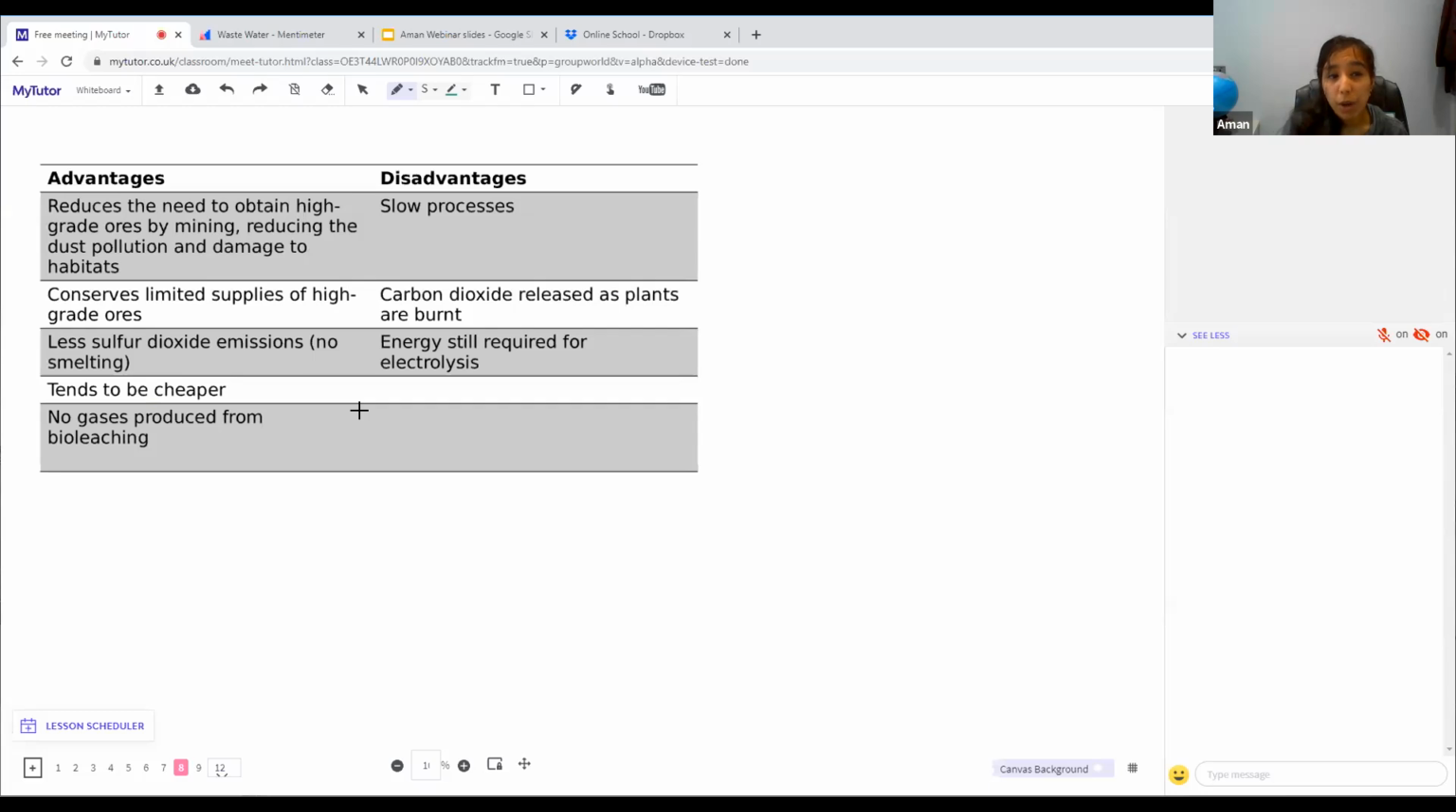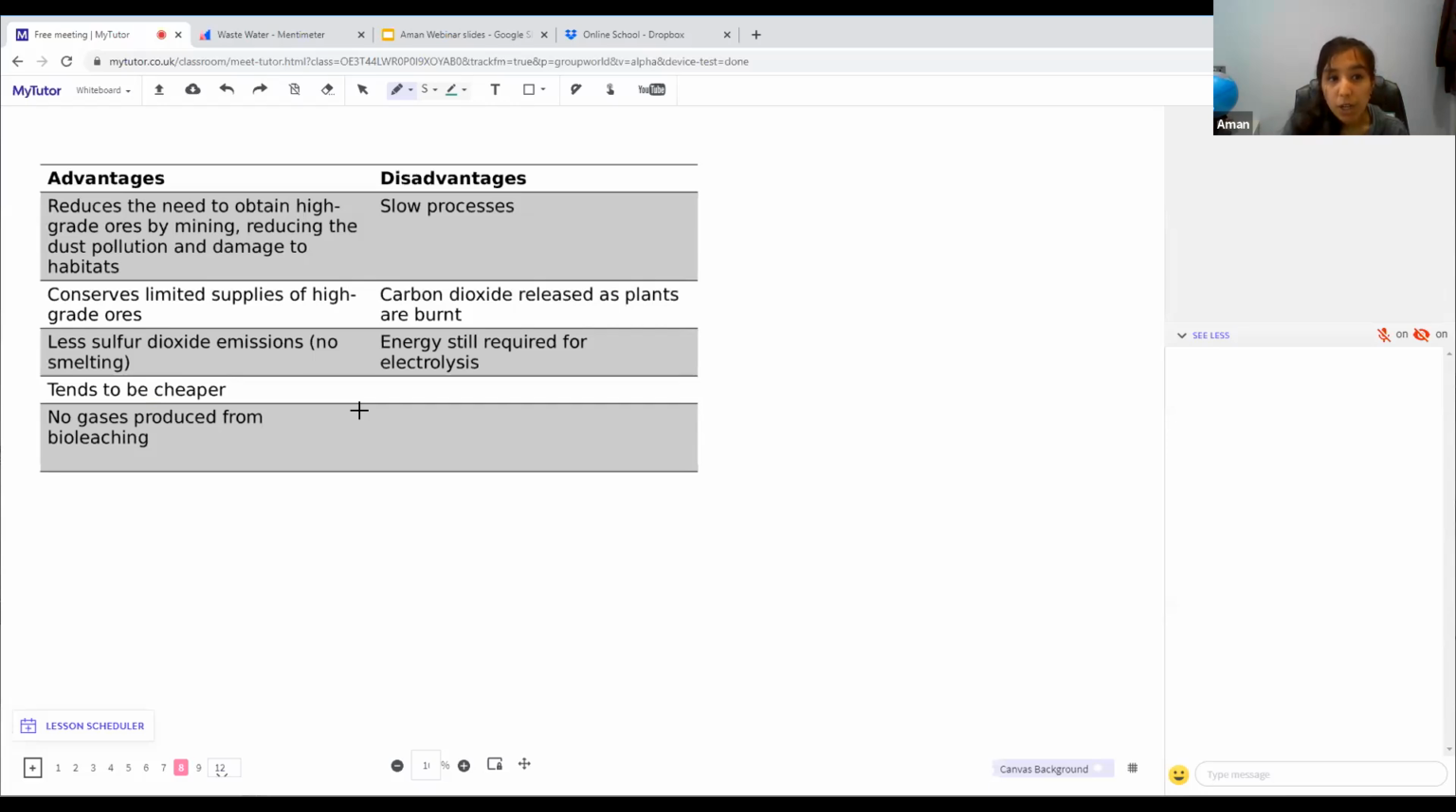There's less sulfur dioxide emissions. So we didn't really talk about this, but when we do smelting, which is a process of using lots and lots of energy to extract copper from high-grade ores, often sulfur dioxide is released into the atmosphere. And you may remember when we looked at atmospheric pollutants, that sulfur dioxide is a prominent atmospheric pollutant that contributes to acid rain. So if we don't do the process of smelting, we get less sulfur dioxide emissions.